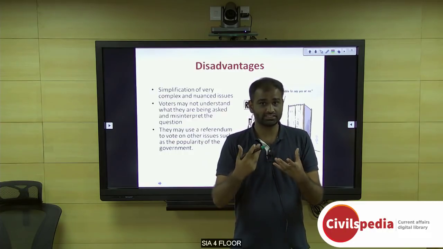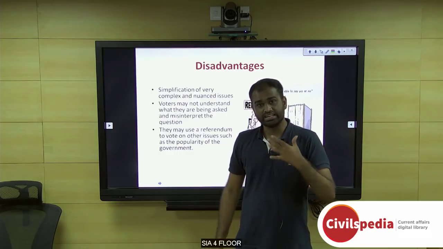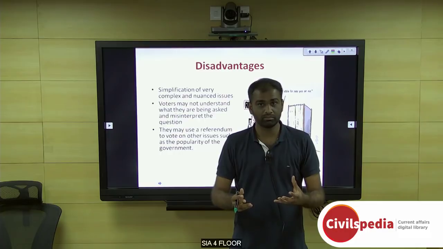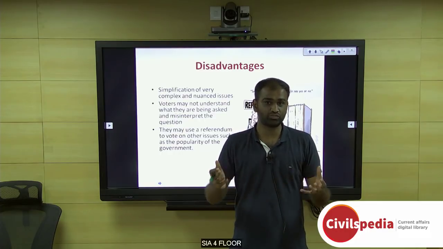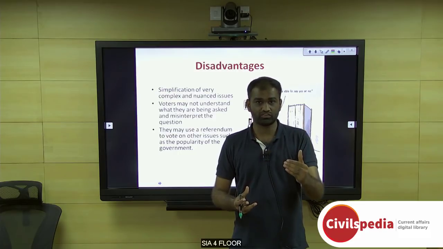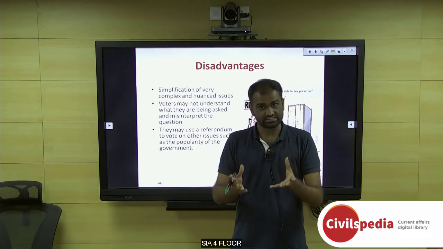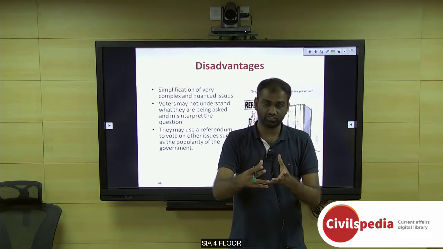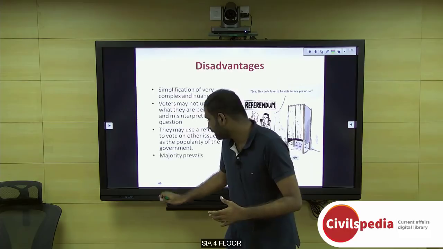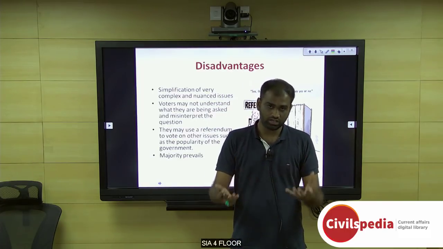So for example, take the case of the Italian referendum, which was initiated in 2017. That Italian referendum is also kind of similar to the Turkish referendum. It called for expansion of presidential powers. In that referendum, voters instead of voting on the referendum voted against the popularity of Matteo Renzi's government. And the last disadvantage is that the majority prevails in a referendum.